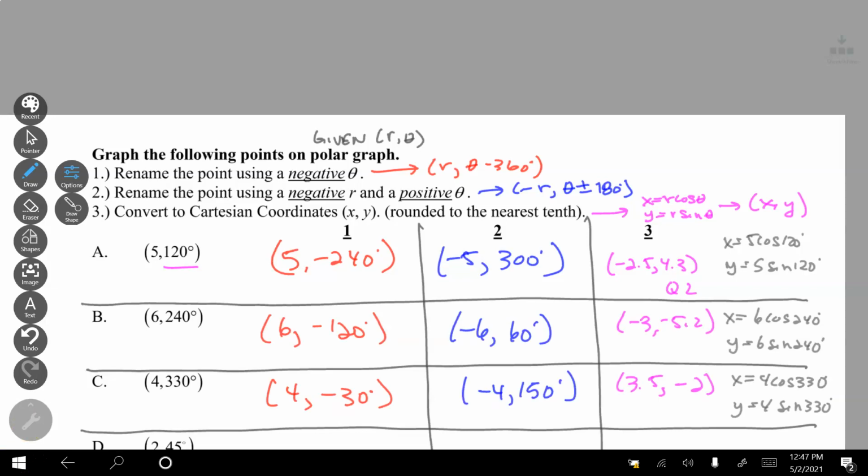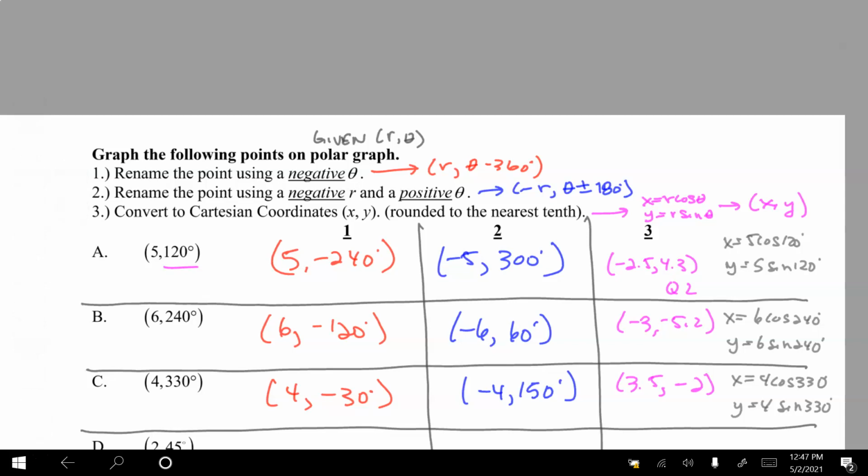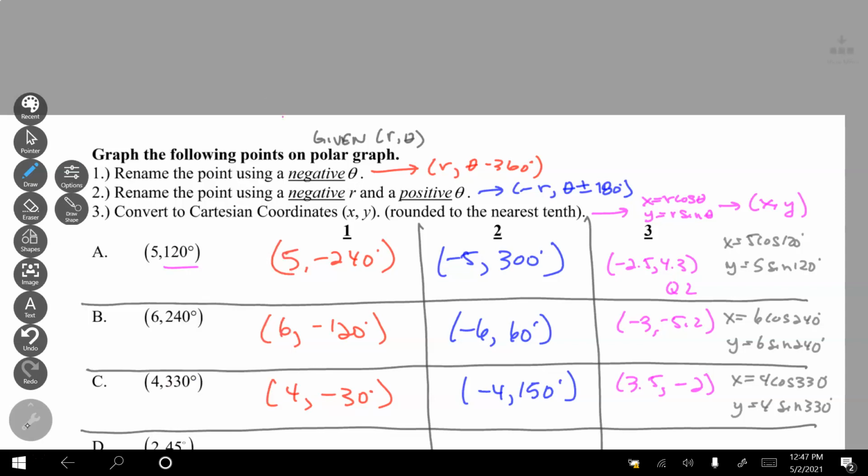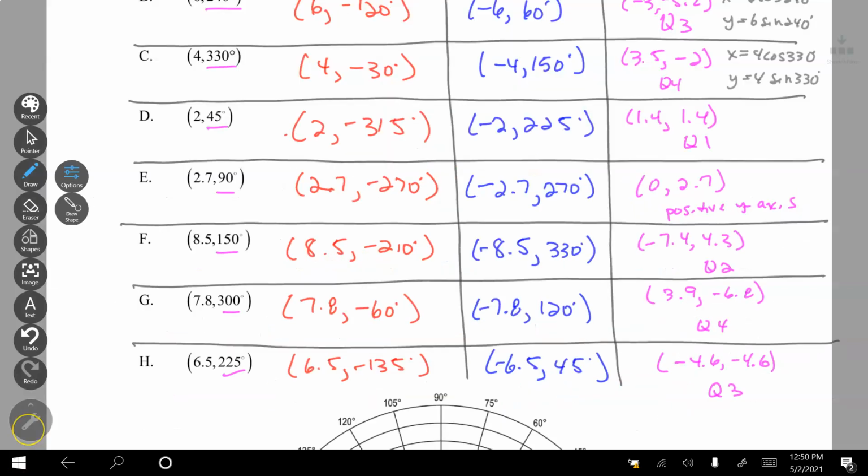The ones in red, I just took my theta, subtracted 360. The one in blue, I took r, made it negative, and either added or subtracted 180 to the theta. And for the pink, I did my x is r cosine theta, and my y is r sine theta. And I went to my calculator, rounded to 1 decimal place, and you can see that this is in quadrant 3, negative, negative. This is in quadrant 4, positive, negative. And that's in quadrant 4. So you can see I did the rest of the letters C through H.